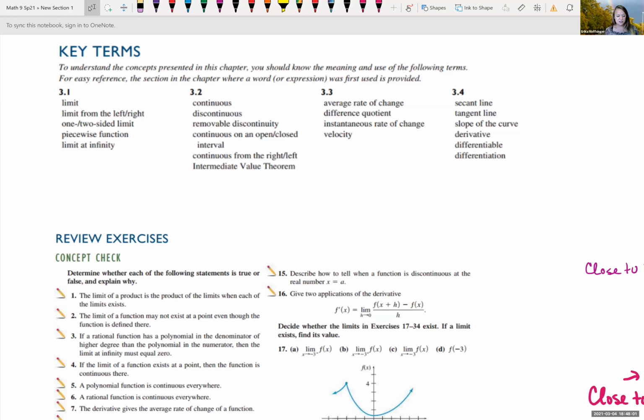So you had key terms in these sections that you should know, and we were just talking about a lot of this. And so 3.1, you should know what a limit is. You should know what a limit is from left to right. You should know 1 or 2-sided limits. Piecewise functions, limit and at infinity. 3.2, we talked about continuous, discontinuous, having removable discontinuity. Not all of the discontinuous functions at a particular value are removable. Continuous on an open and closed interval, continuous from left to right, intermediate value theorem.